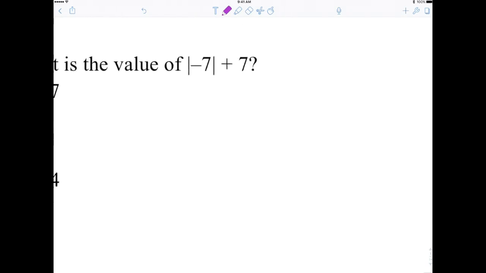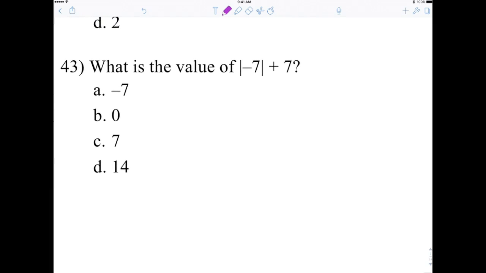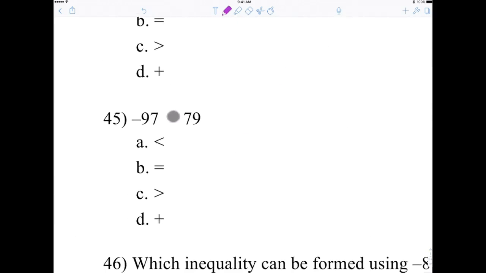Oh, this is a good example right here. What's the absolute value of negative 7? 7 plus 7 then has to be 14. Which is D. Everybody happy? That's easy, right? I'm agreeing. Easy. All right? Let's check out 45.